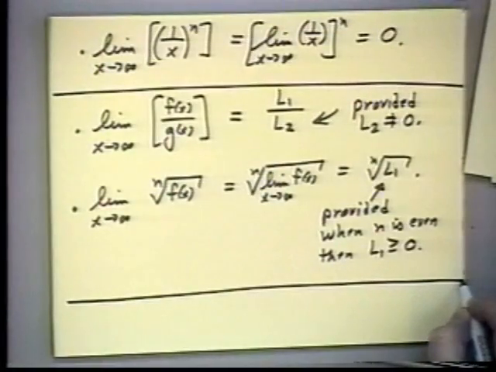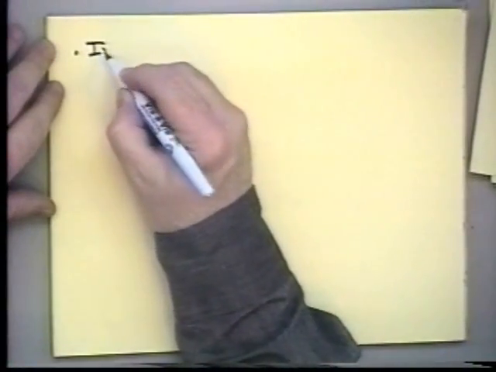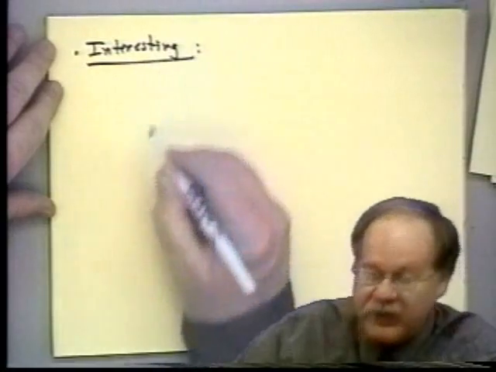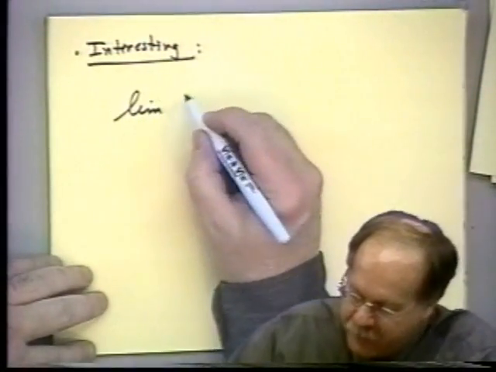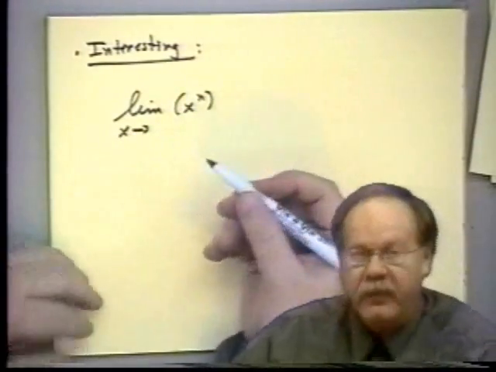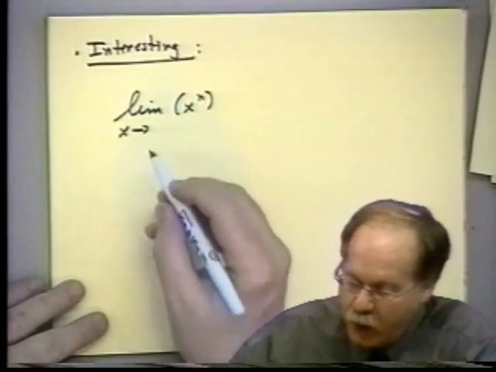So that covers all of the arithmetic operations. Now there's one other one here as x goes to infinity that's interesting. And interesting means, of course, that we'll be using it more than once. Let us just consider this case. The limit of x to the n power, well, we want to look at x going to infinity and x going to negative infinity.